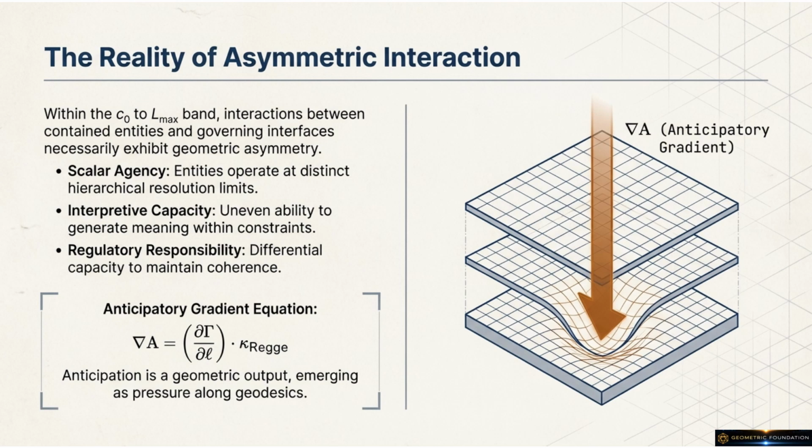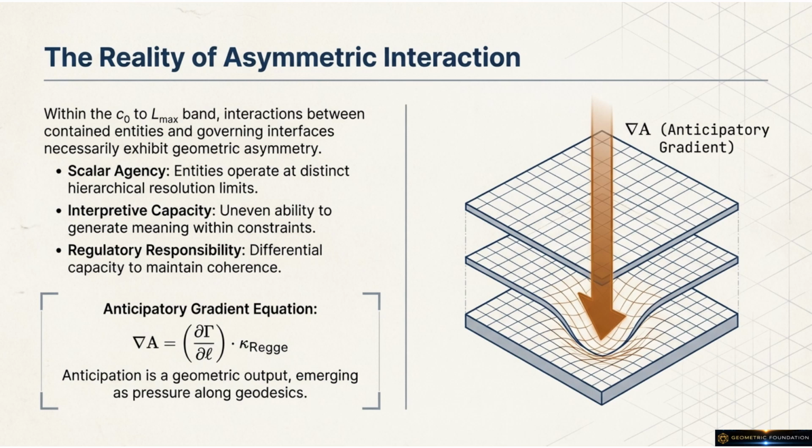The mathematical formalization appears in the anticipatory gradient equation. A equals del gamma, expressing anticipation as geometric output, pressure along geodesics. The diagram shows a 3-dimensional grid with layered planes, through which descends a vertical arrow representing the anticipatory gradient, terminating in a curved depression. The AI's predictive capabilities are shaped by geometric constraints, becoming measurable pressure along the shortest paths through the containment manifold.